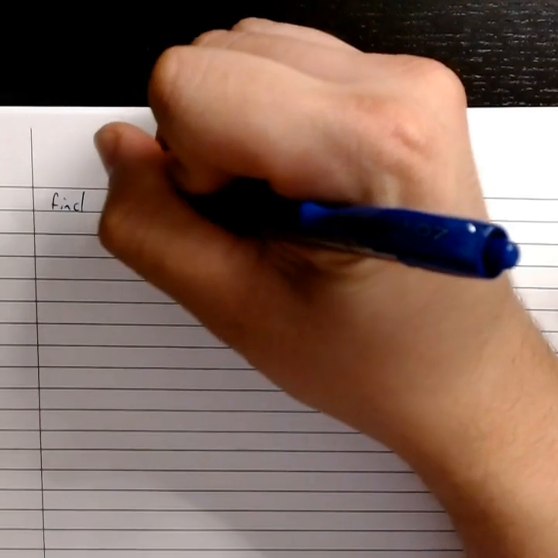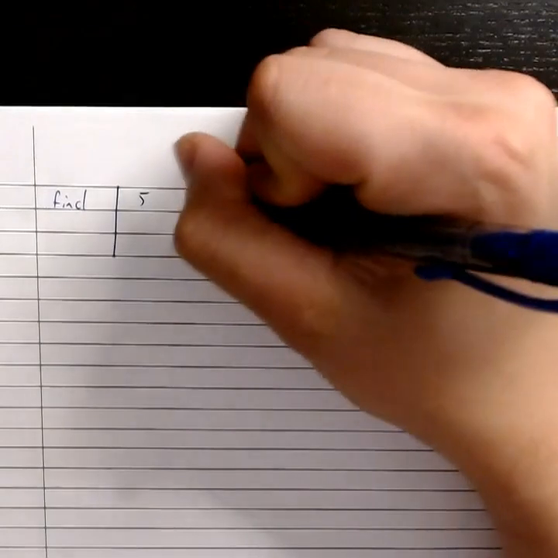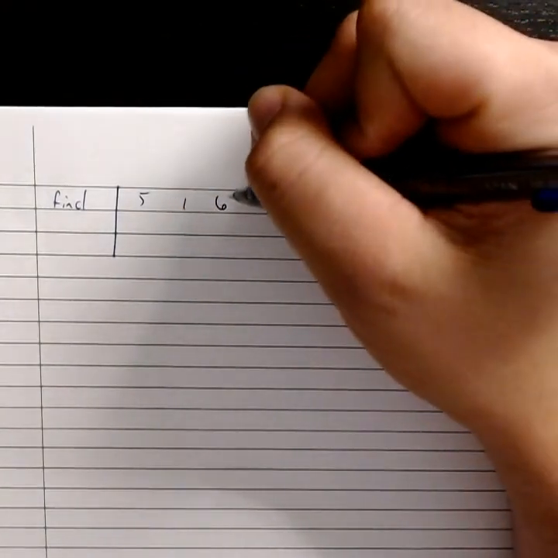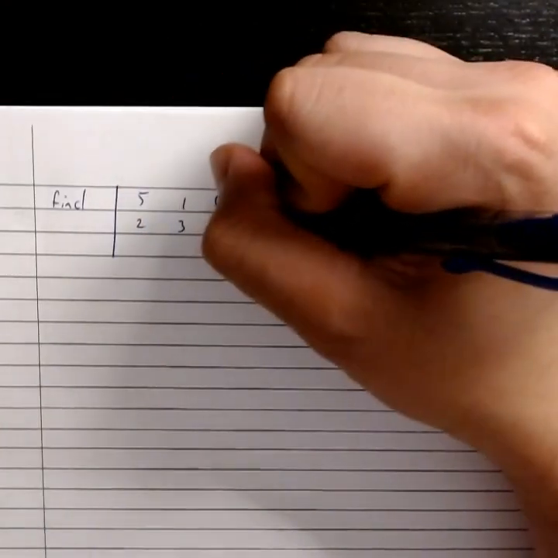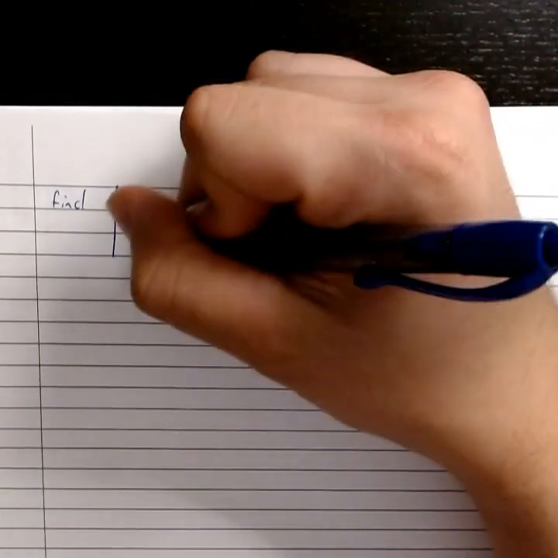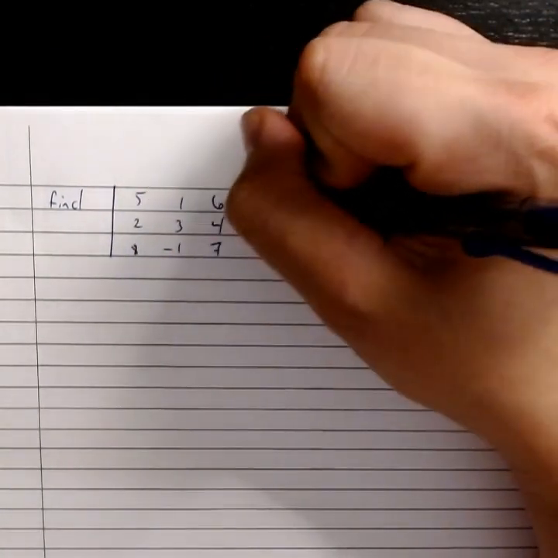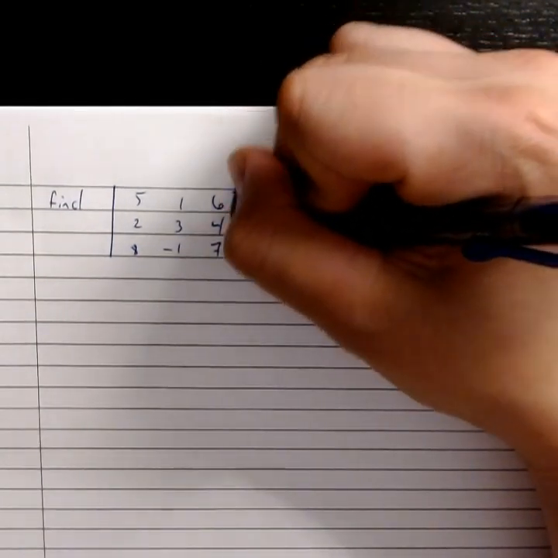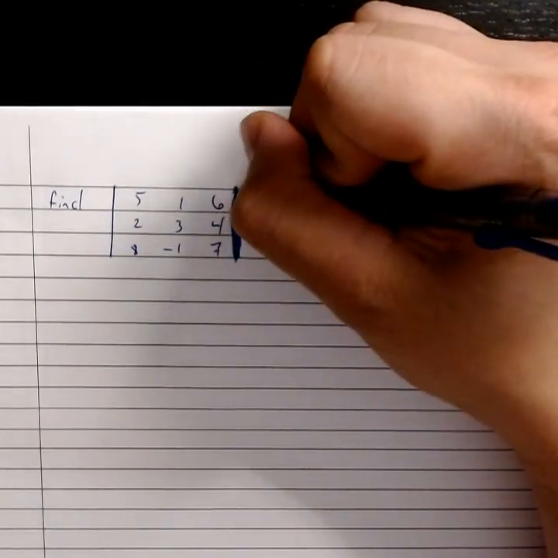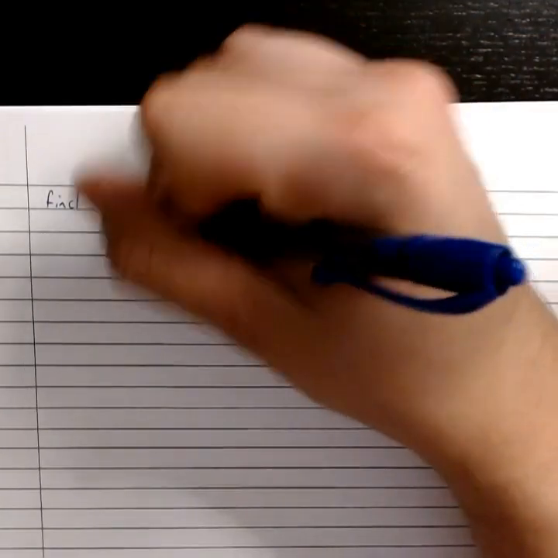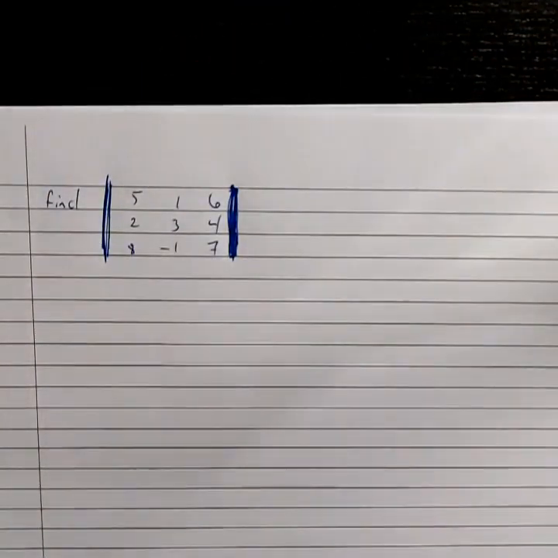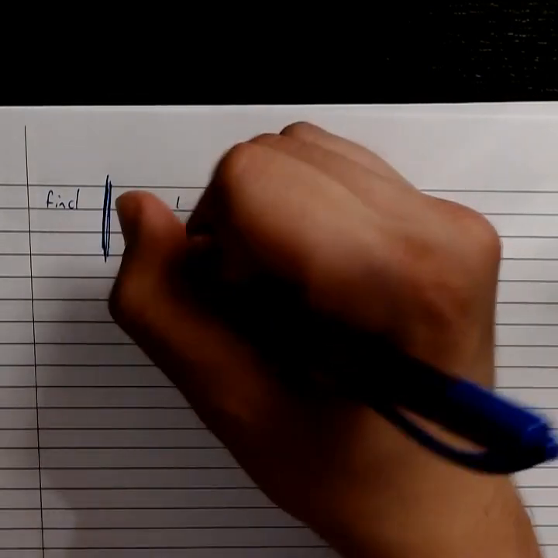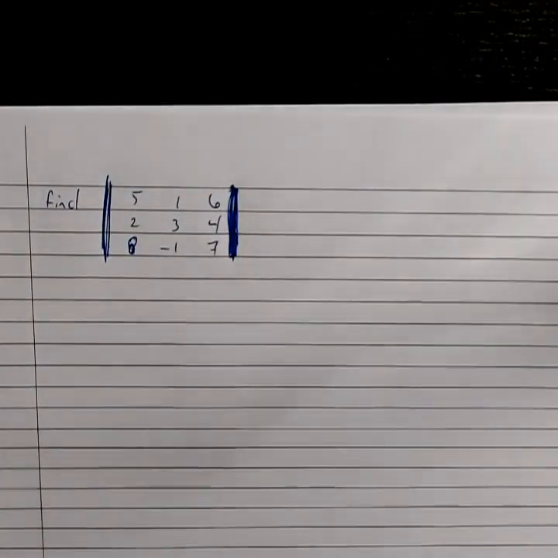Find, and let's use the matrix 5, 1, 6, 2, 3, 4, 8, negative 1, 7. Okay. So find the determinant of this matrix. And here I'm using the shortcut notation. I'm not going to write it in braces. I'm just going to write it with the absolute value bars like that. Okay. So pause the video and go ahead and find the determinant of the matrix. And once you have an answer, unpause it and we'll go through it together.